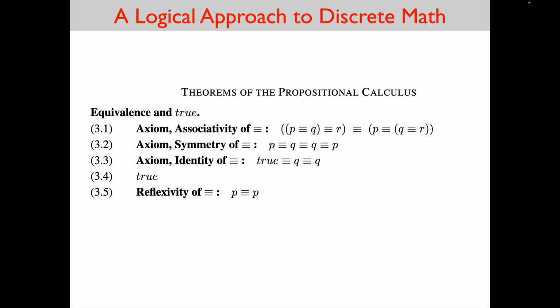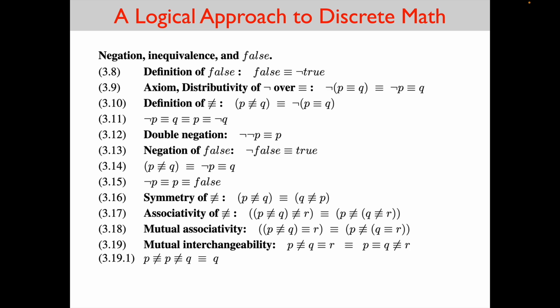All right, so we've done 3.1, 3.2, 3.3, 3.4. We've discussed those. We proved a few theorems. 3.5 is reflexivity of equivales. That's P equivales P. All right, and here is the next group of axioms and theorems. This section is negation, inequivalence, and false. So 3.8 is the definition of false, which is false equivales not true.